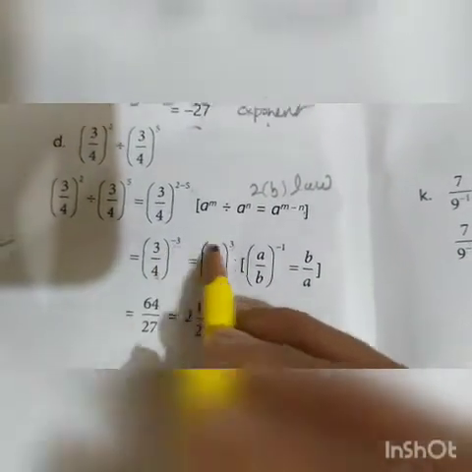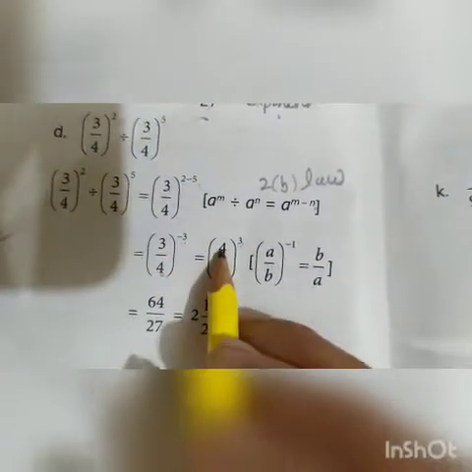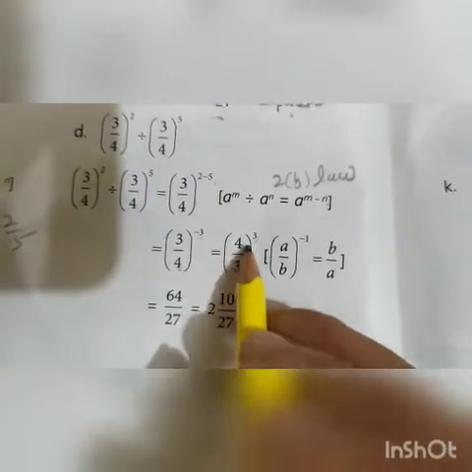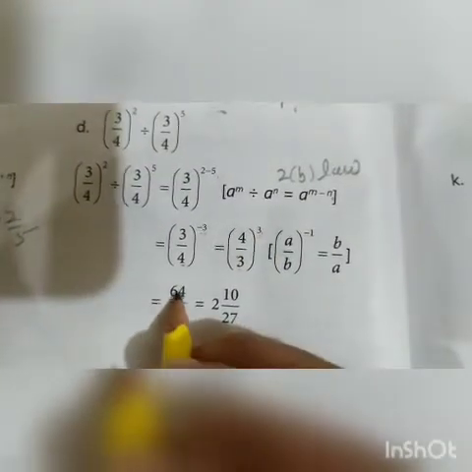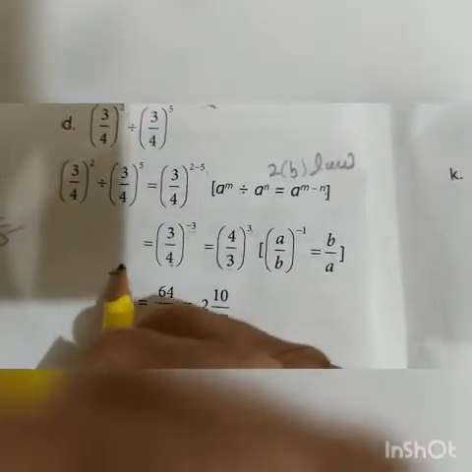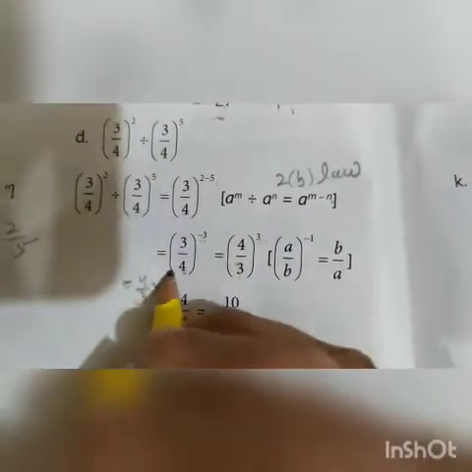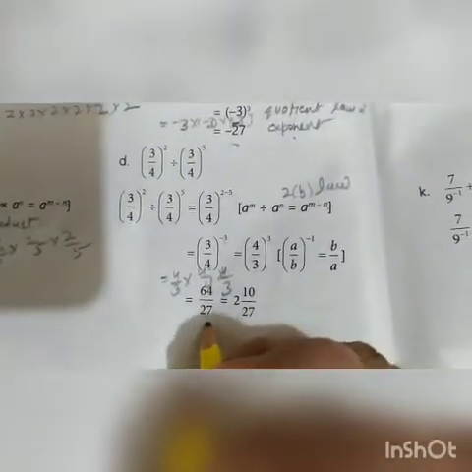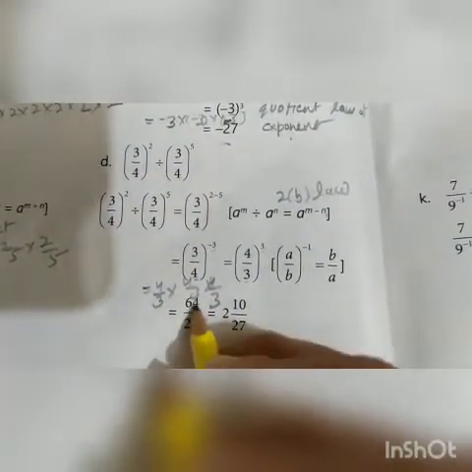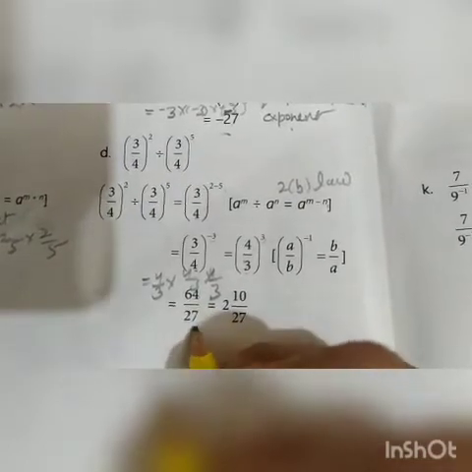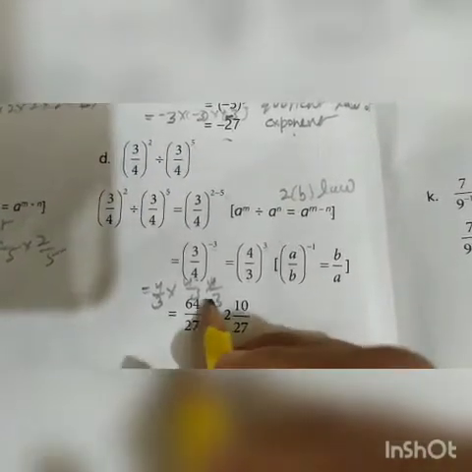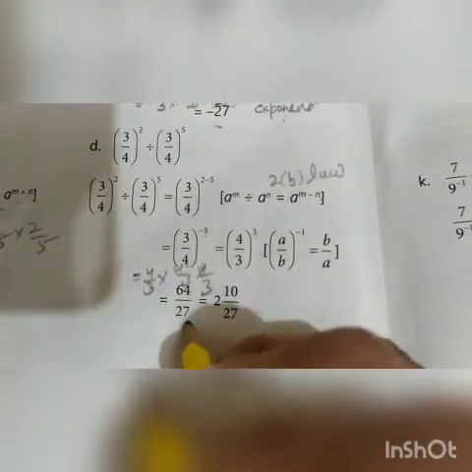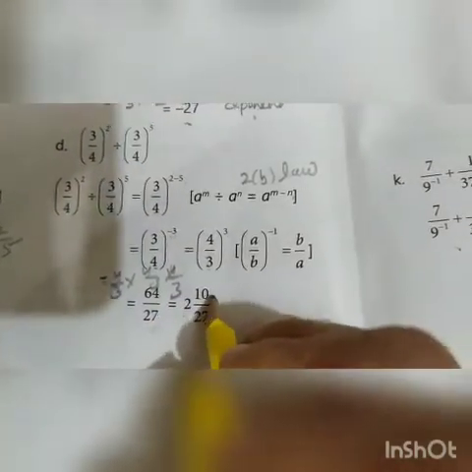From negative, the power will become positive. So we will multiply 4/3 three times: 4/3 multiply 4/3 multiply 4/3. So it will become 64/27. Now it is an improper fraction because the numerator is greater than the denominator. So we will divide 64 by 27. We get 2 and 10/27.